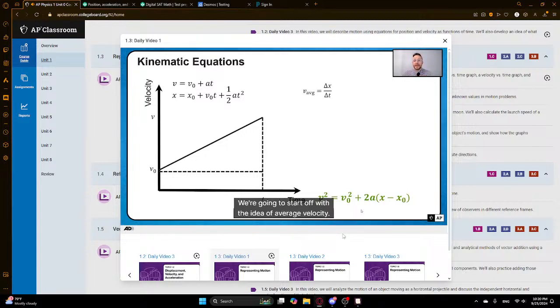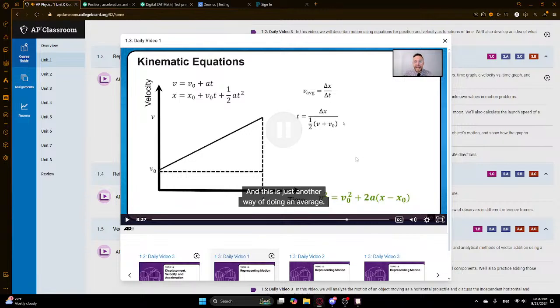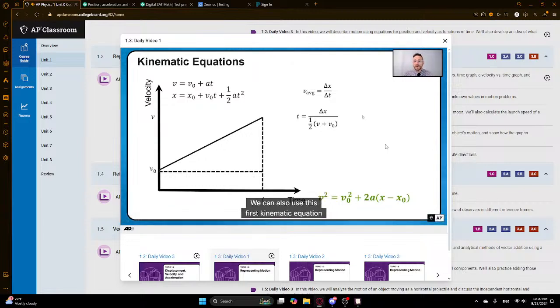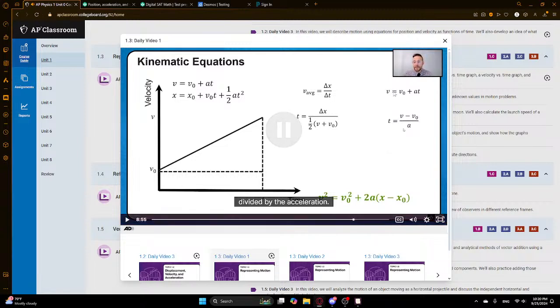We're going to start off with the idea of average velocity. We're going to solve that for time. So we have time is equal to the displacement over the average velocity. And this is just another way of doing an average: it's my final value plus my initial value divided by 2. We can also use this first kinematic equation and solve it for time. When we do that, we see that time is the change in velocity divided by the acceleration.